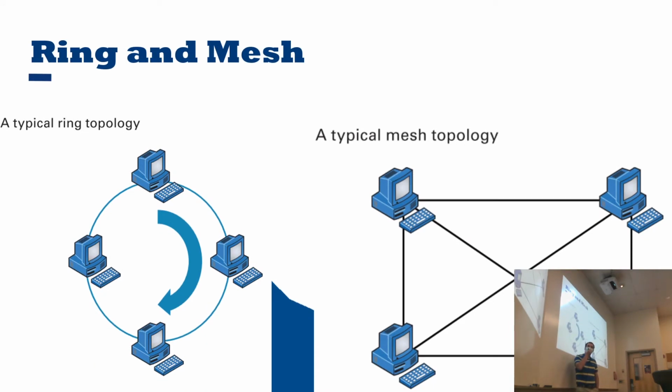Okay, so next we have a ring and a mesh. So in a ring topology, as you can see here, each device is going to be connected to the next device. So you can see there's going to be an input, and then there's going to be an output. And what's the problem with this? Well, yeah, so if any of these break, then they can't communicate with each other. That's one problem. What's another problem?